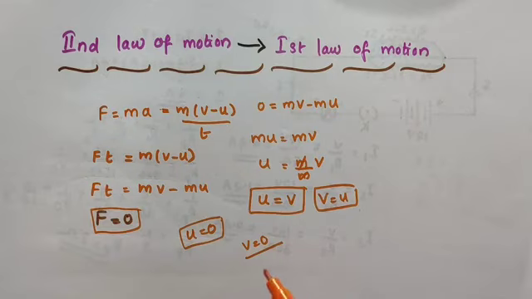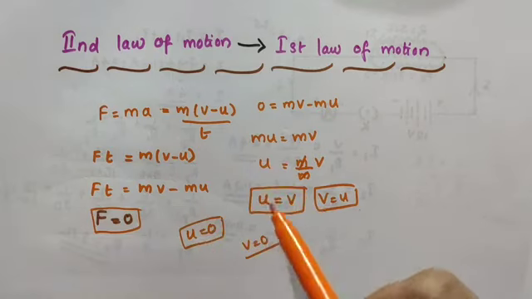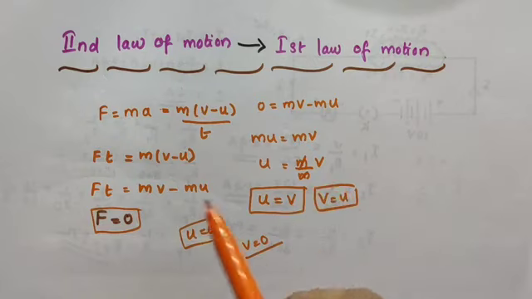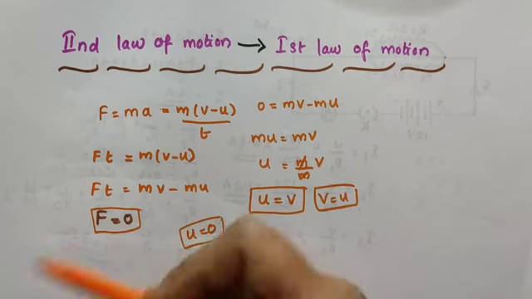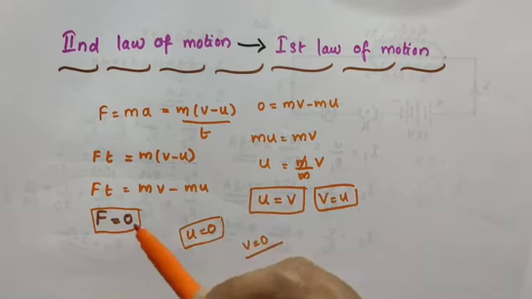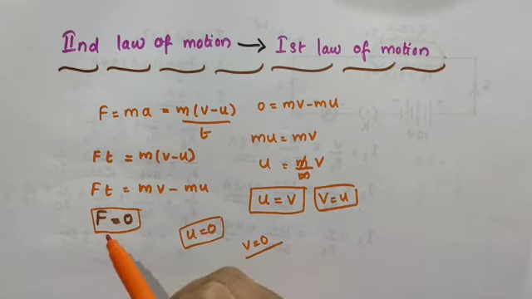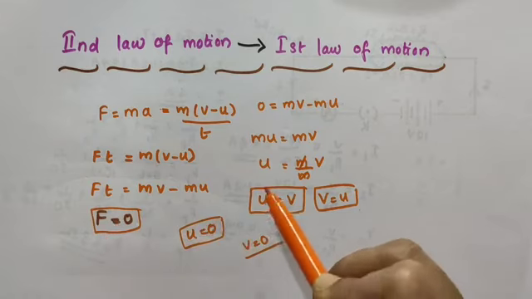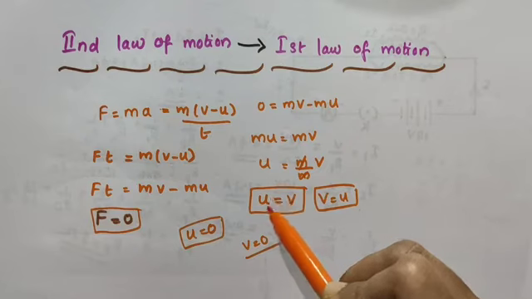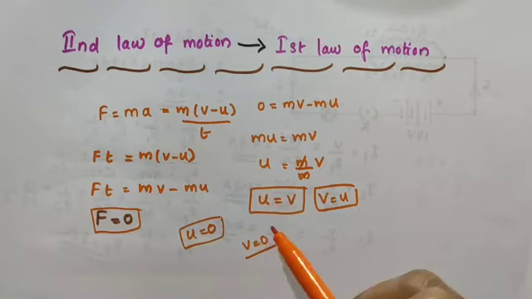So that is what Newton's first law of motion says. When an object is in a state of rest, it remains in a state of rest. When an object is in a state of motion, it continues in its state of motion unless an external force acts on that object. If an external force acts on that object, then obviously there will be some change in its velocity. But if no external force acts on that object, it remains in its state of rest or state of uniform motion.